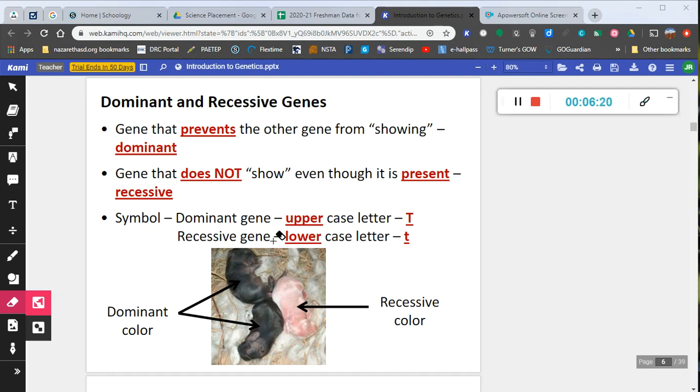How do we represent these? Well, dominant genes are represented by an uppercase letter. In this case, we're using a capital T, and recessive genes are represented by lowercase letters. In this case, a lowercase t. Now, the letter that we choose is arbitrary. It's not always a letter T. Typically, we choose a letter that represents the gene that we're talking about. So if we're using eye color, maybe we use a letter E. If we're talking about freckles, maybe we use a letter F. The letter itself is not important. What's important is that we make sure we associate dominant genes with uppercase letters and recessive genes with lowercase letters.